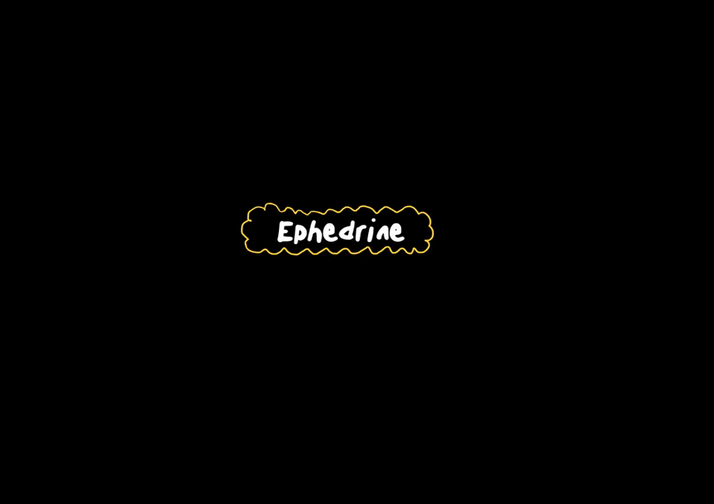So today we're going to talk about the actions of ephedrine. Ephedrine is another commonly used drug seen in anaesthesia. We're going to look at the presentation, the mechanism of action, the usage of ephedrine, and the effects it has on the various body systems. We'll start off by looking at the presentation.